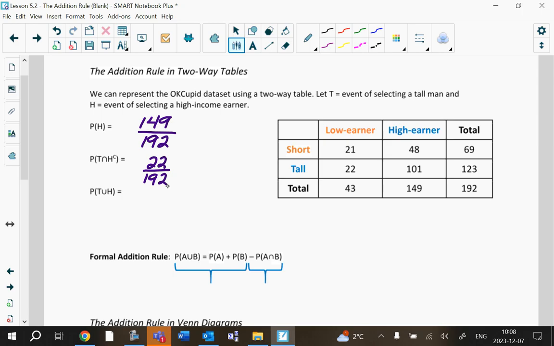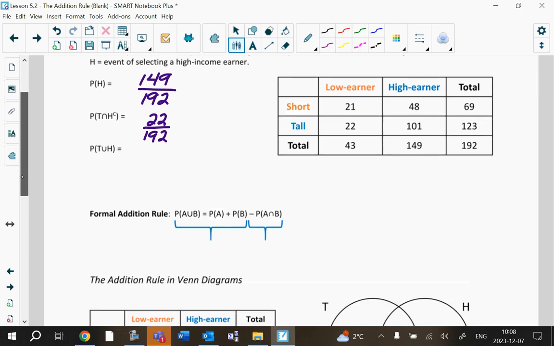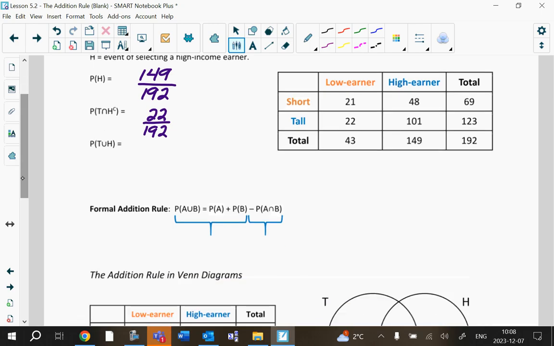Okay, this one, we see the U, so we're going to be adding. What's the probability that we get tall or a high earner? There's actually two ways to do this. One way to do this would be to say, okay, if they're tall or high earner, go to these spots where it satisfies one of them. So tall, high earner, high earner. So we could do 22 plus 48 plus 101 over 192, gives us, what was that again? 171.